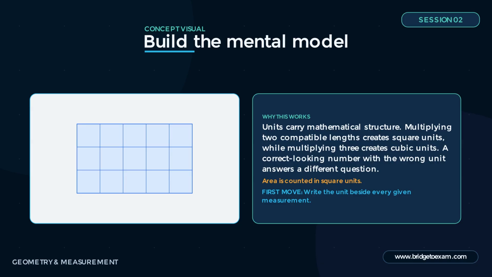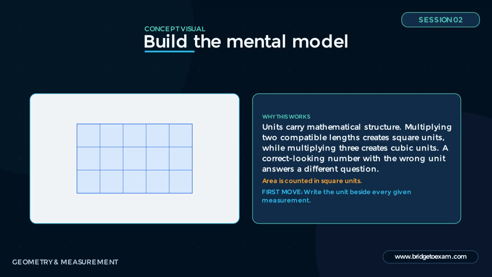Here is the central reasoning. Unit conversions grow with the dimension. Because 1 ft equals 12 in., 1 square foot is 12 times 12 equals 144 in squared, not 12 in squared. Likewise, 1 cubic foot is 12 cubed equals 1,728 in cubed.